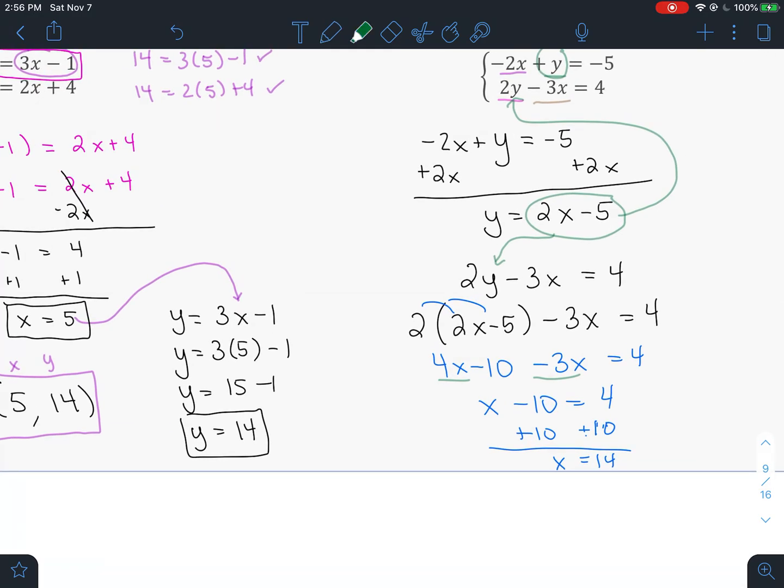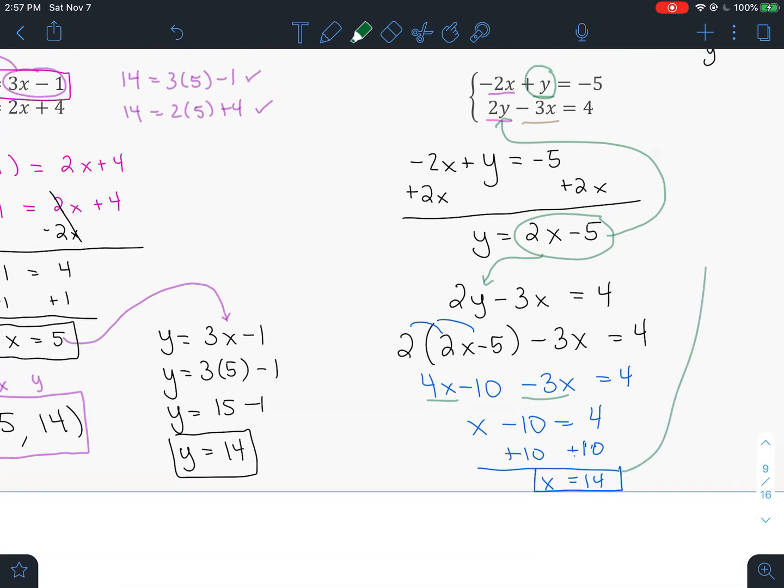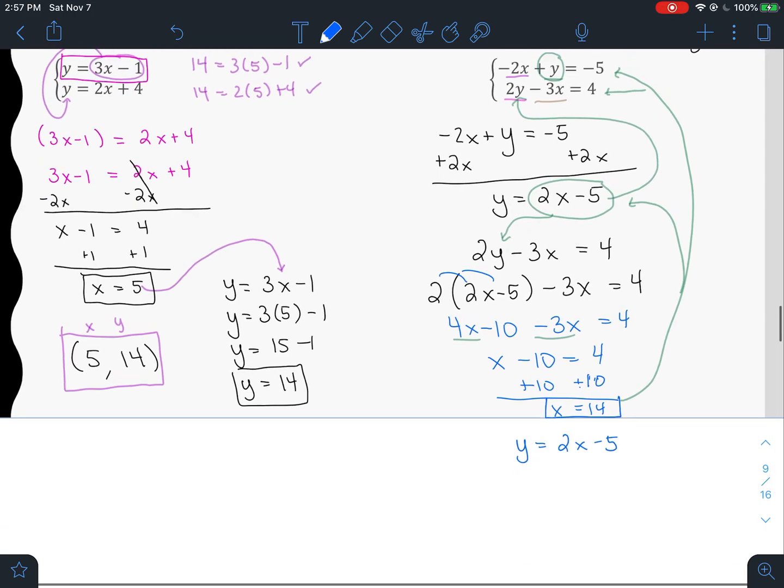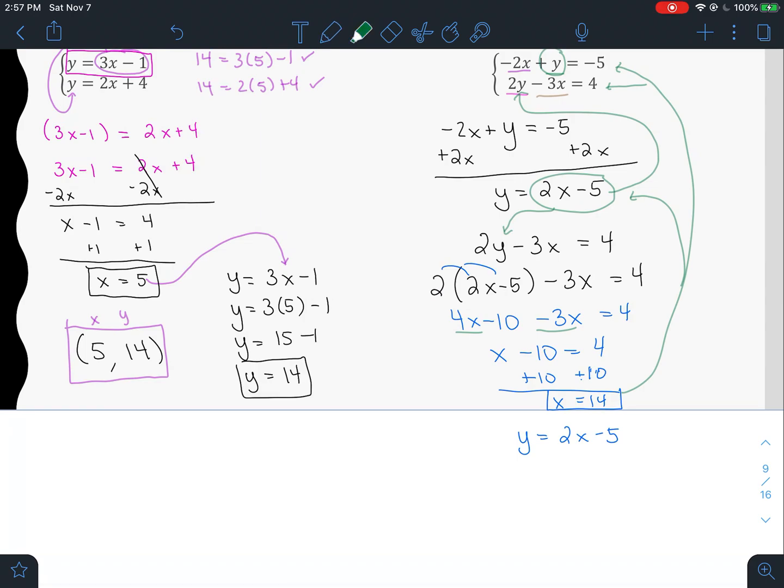I'm going to add a page so I have more room. So if I want to find the y-coordinate that goes with it, now I've got to substitute this x equal to 14 into one of the equations. I can substitute it into the top, I can substitute it into the second equation, or I can substitute it into the equation that I simplified, y equals 2x minus 5, and that's what I'm going to do. So I know that y is equal to 2x minus 5 because I already simplified that equation. And now I'm going to take the 14 and plug that in.